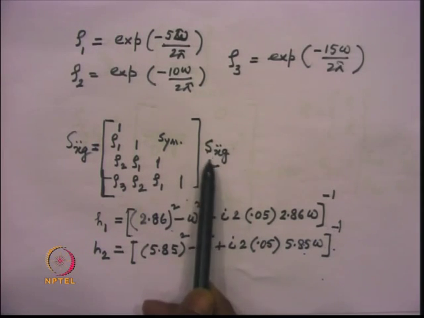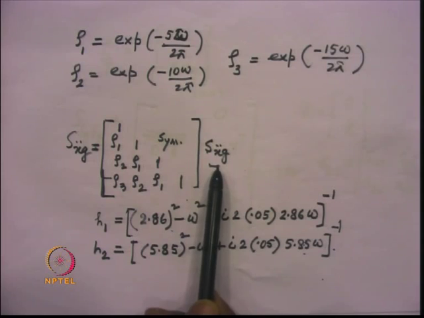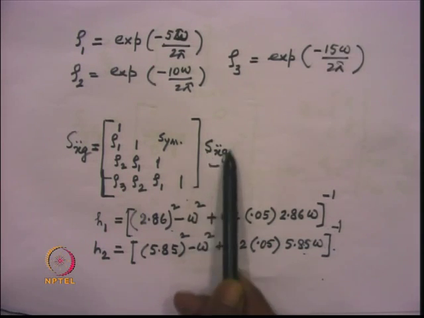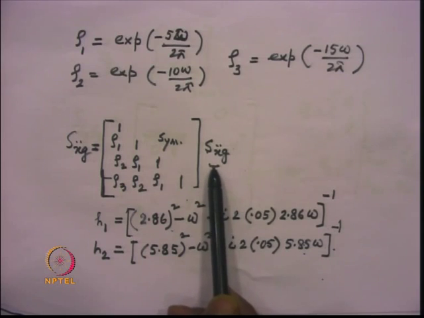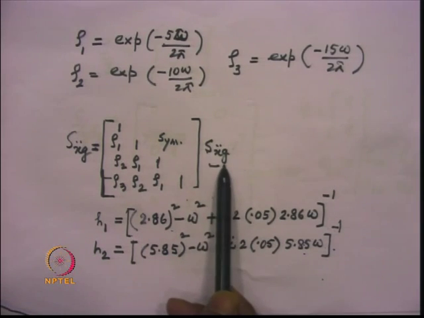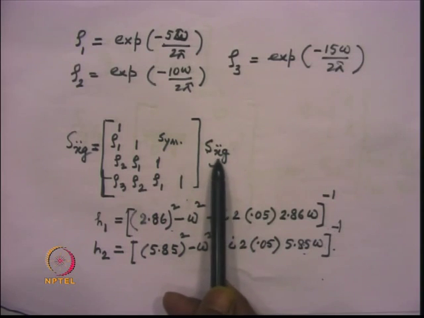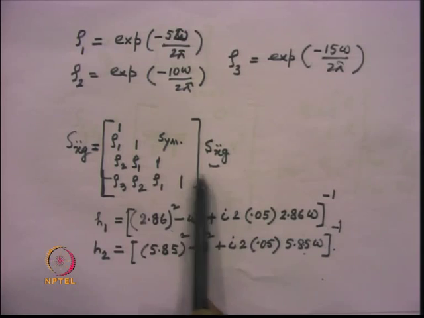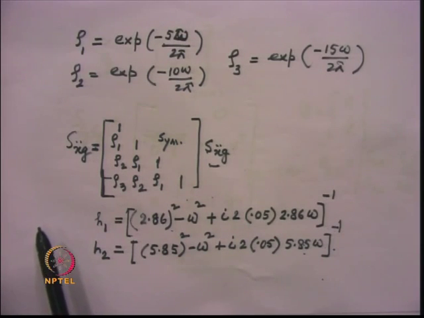S x double dot g over here is a single quantity, it is not a matrix. It is the power spectral density function of, say, here we have taken the El Centro earthquake. So, this is the power spectral density function of the El Centro earthquake. S x double dot g in fact is multiplied with all of them. So, therefore, we have taken it out.